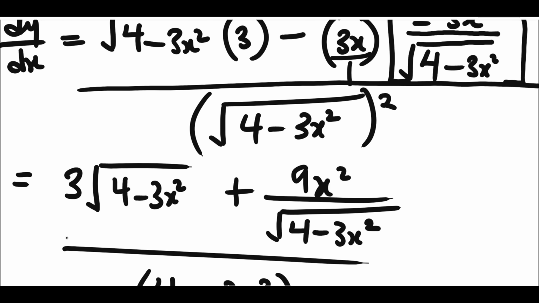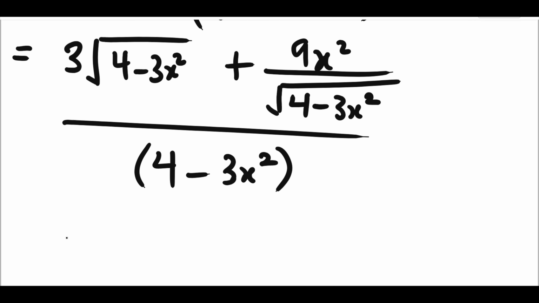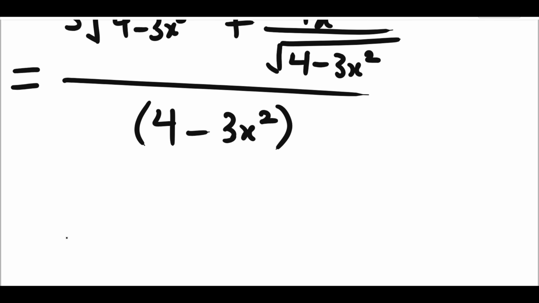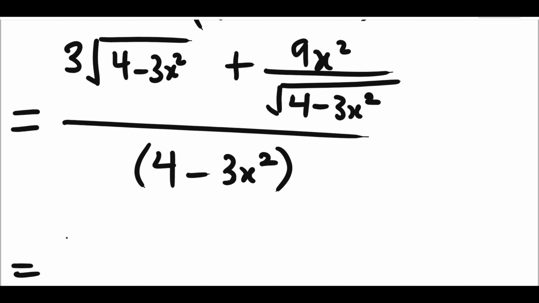Since this square cancels this square root, we continue to work on what we have here. Let us bring out the equal to sign here. Alright, so our dy/dx is equal to, let us simplify the numerator.